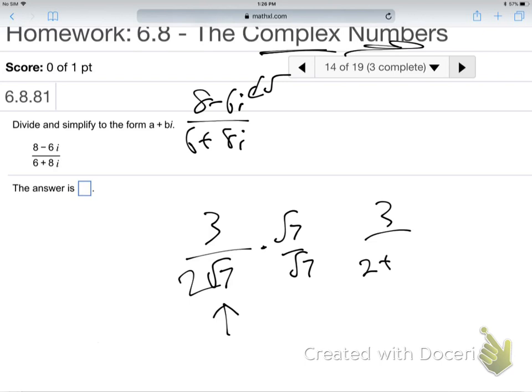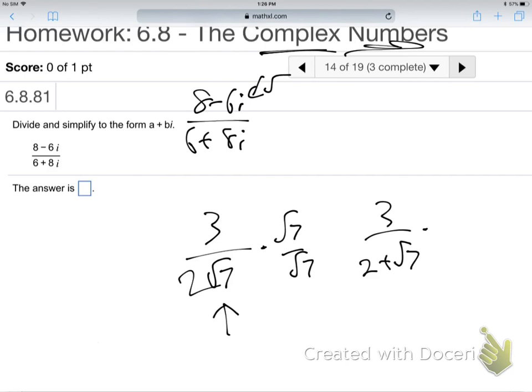But what if I had, like, a 2 plus root 7? Then they're glued together. See, over here, 2 times root 7, who cares? Just multiply top and bottom by root 7. We don't care about that 2 at all. But if it's 2 plus root 7, yeah, glued together. I can't just do root 7, that won't work. What do we got to do?